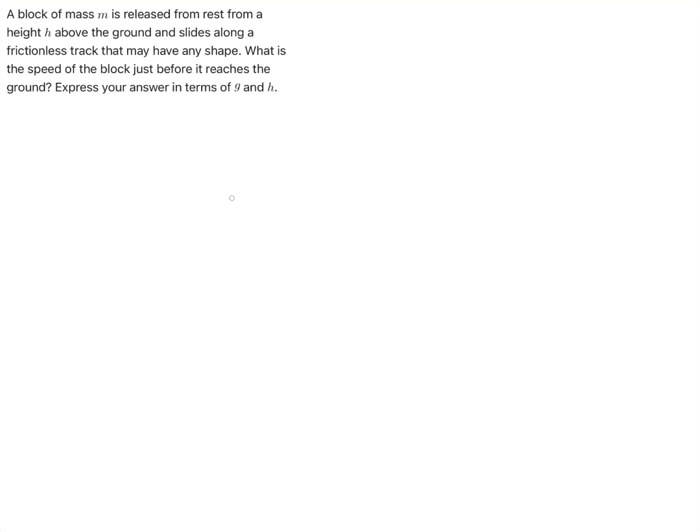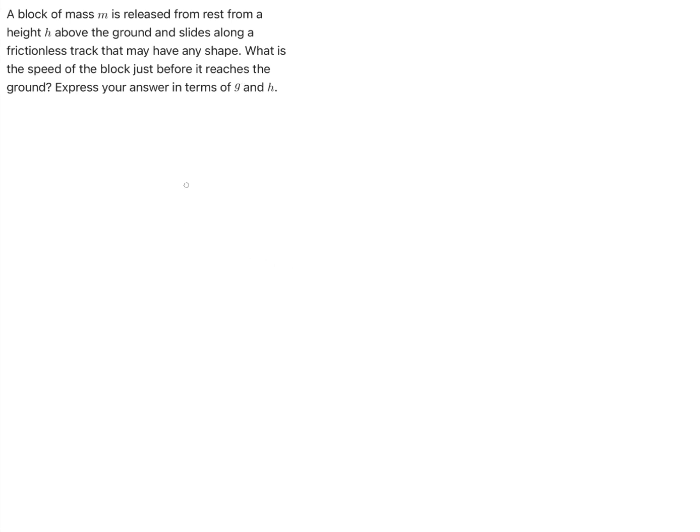A block of mass m is released from rest from a height h above the ground and slides along a frictionless track that may have any shape. What is the speed of the block just before it reaches the ground? Express your answer in terms of g and h.